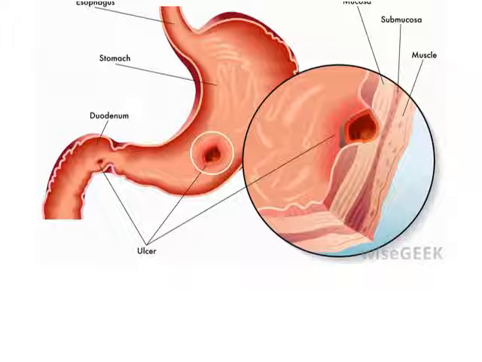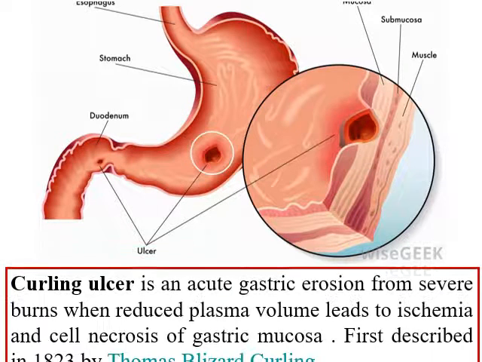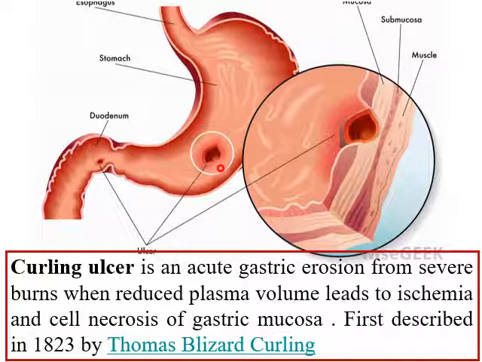And finally, we have mentioned another mechanism which is called curling ulcer. You can see here these ulcers present in the gastric region or in the duodenal region. Here, why are these causes of the ulcer? So the curling ulcer is an acute gastric erosion from severe burns when reduced plasma volume leads to ischemia and cell necrosis of gastric mucosa.